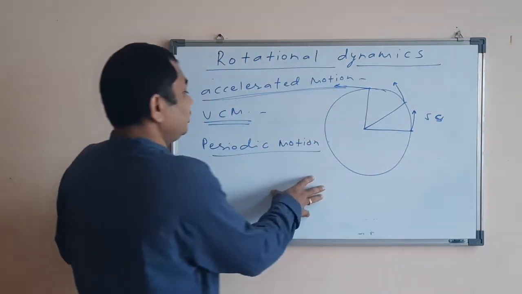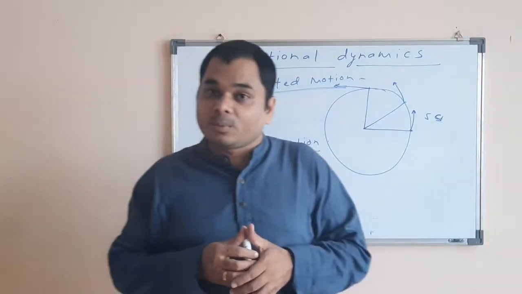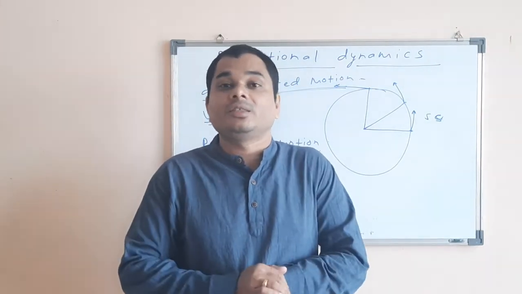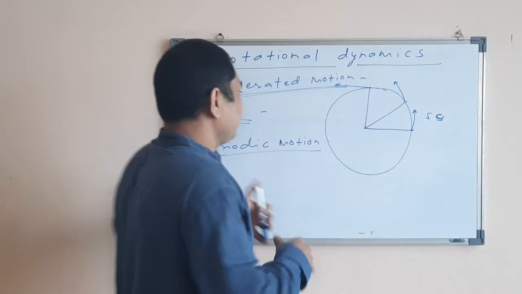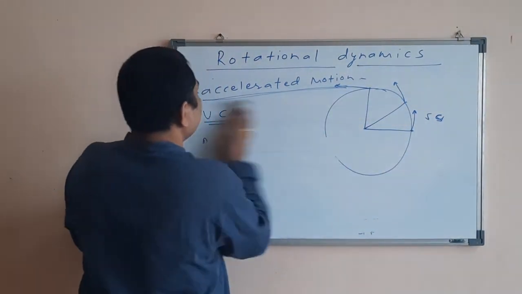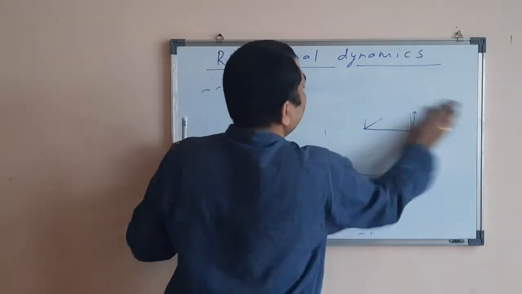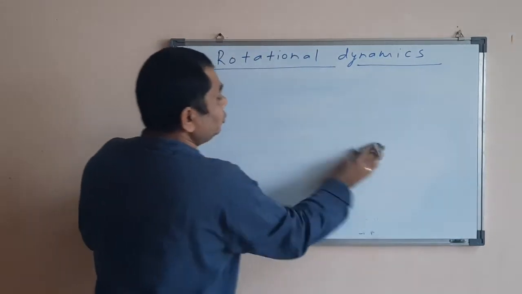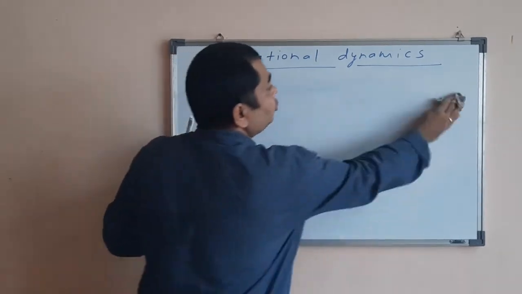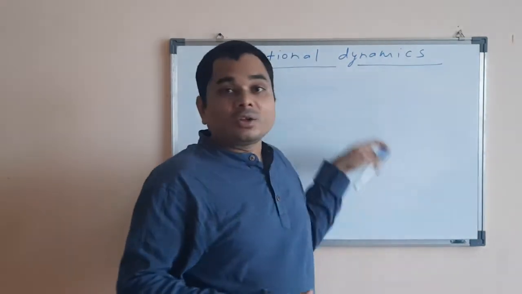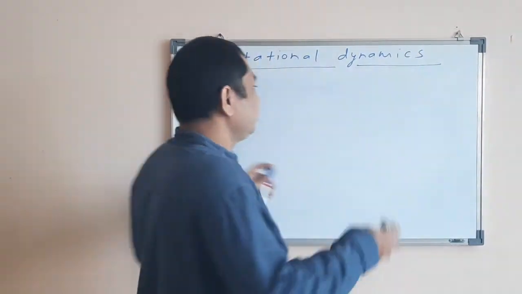Okay, but nevertheless it is an accelerated motion on account of the change in the velocity due to the change in the direction. So this is uniform circular motion. I have already told you that the linear velocity is always along the tangent to the path.